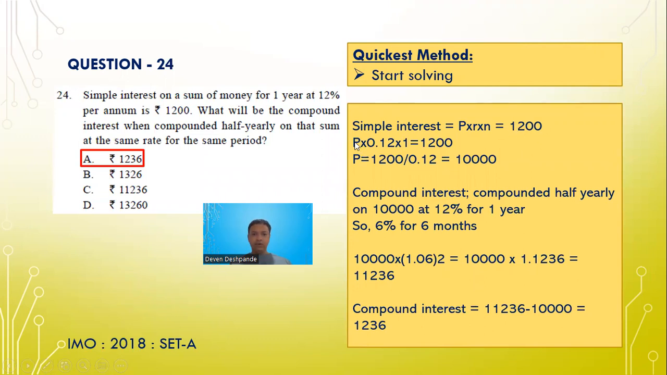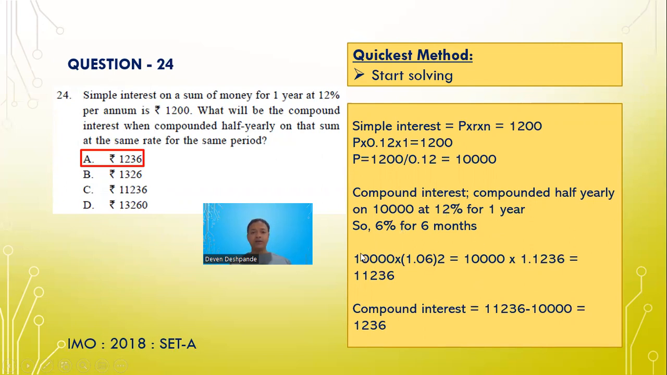So principal is what we need to find. P into what is the rate of interest? 12%, which is 0.12 into number of years is 1 year is 1200. So what is P? P is 1200 upon 0.12. 1200 upon 0.12 is 10,000, isn't it? So compound interest compounded half yearly on 10,000 at 12% for 1 year. If it is 12% for 1 year, it is 6% for 6 months, isn't it? Half yearly is 6% for 6 months because it is half of 12%.